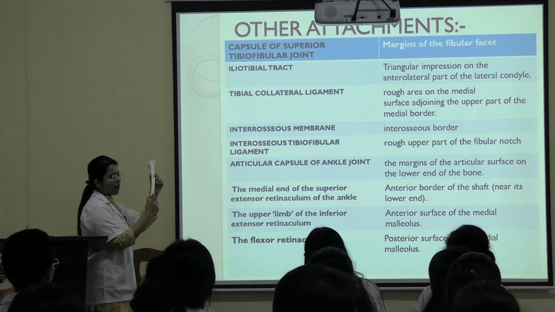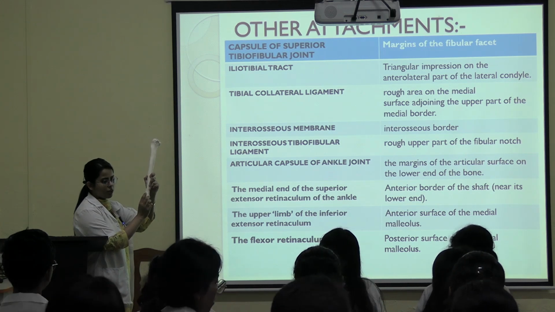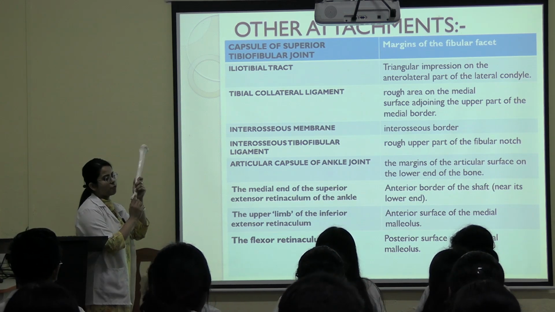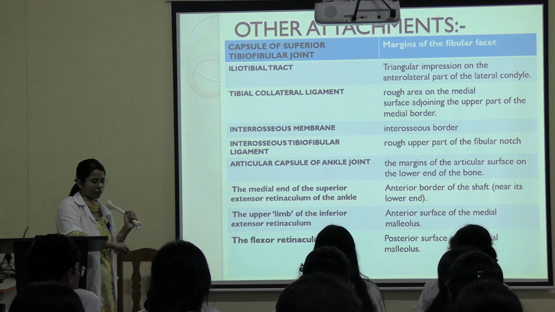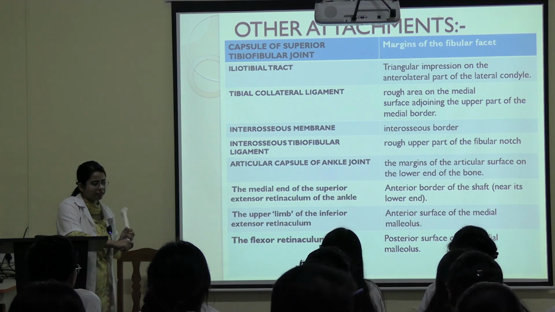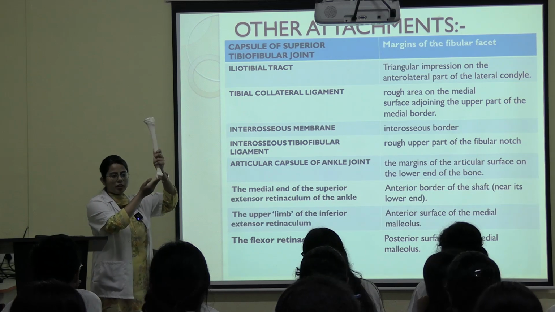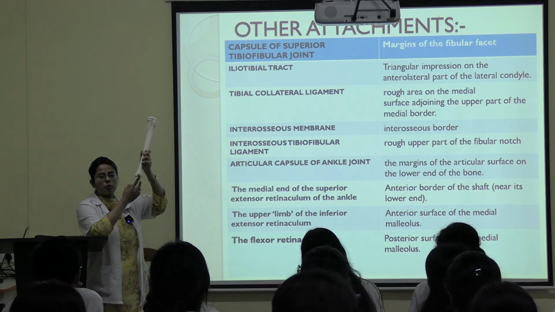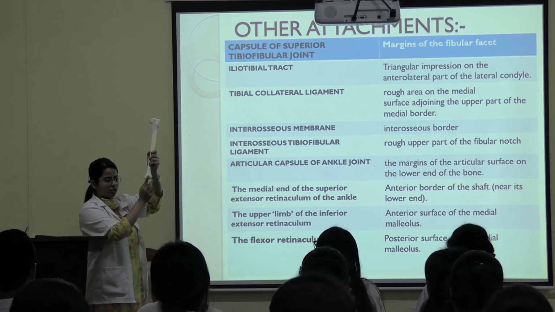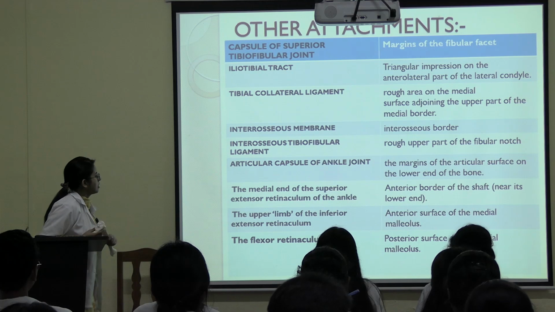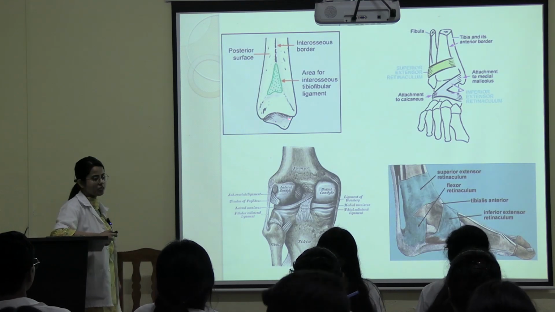Now you are talking about this part, interosseous tibiofibular ligament. This is what part? It will be present in the rough upper part of the fibular notch. It will articulate with the fibula and will form the inferior tibiofibular joint. That picture was showing this part only. Now articular capsule of ankle joint, obviously this part will form ankle joint. With which bone of foot will it articulate? Talus. So it will be present along the margin of this lower end. Clear?